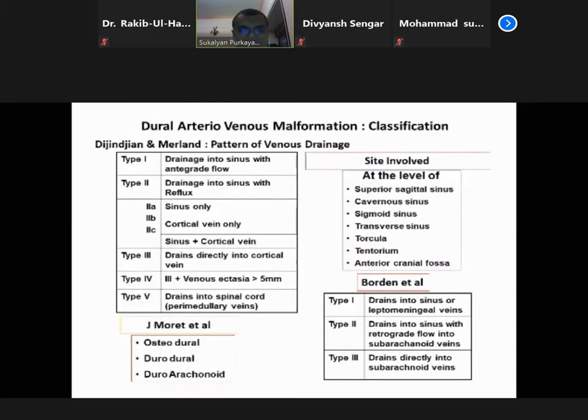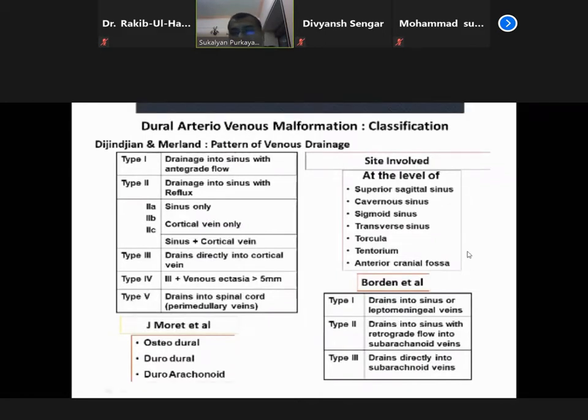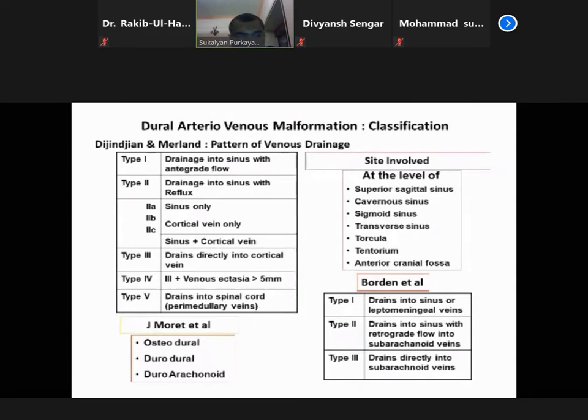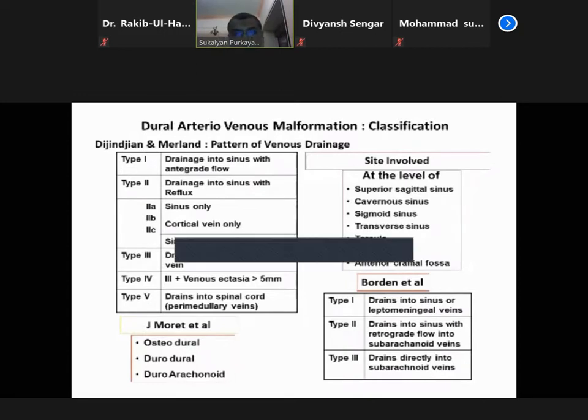Now, how do we classify? There are various classifications, okay? But the commonest and the easiest one is the Borden classification, which is type 1, type 2, and type 3. Type 1 lesion, now we are mainly concentrating on the Borden classification. Say there are dural arteries. Now, where can these dural arteries arise from? It can arise from the external carotid system. It can arise from the internal carotid artery. So all these arteries have got dural supply, and for the junior colleagues, you have to study the blood supply of the dura.